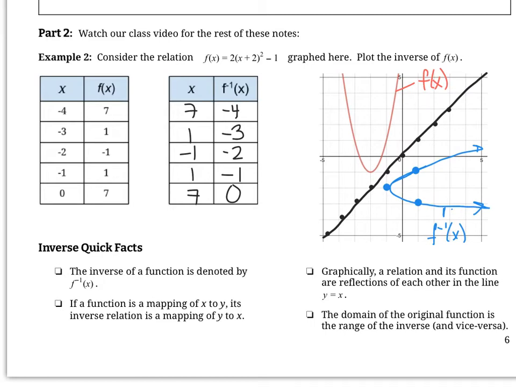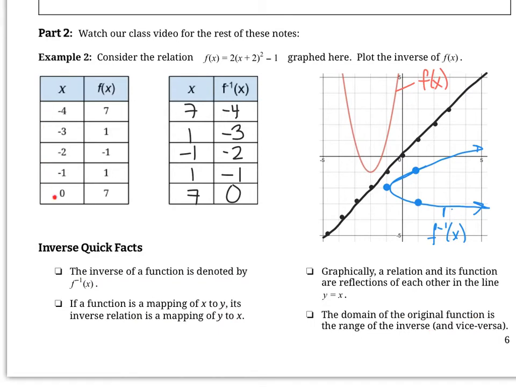Let's go over what we know so far about inverses. First, the inverse of a function is denoted by f^-1 of x. This is not a power, an exponent. This just means inverse of f at x. A function is a mapping. If a function is a mapping of x to y, its inverse would be a mapping of y to x, which we found here. Here's x to y, so the inverse would be y to x. Graphically, a function and its inverse are reflections of each other in the line y equals x. And finally, the domain of the original function is the range of the inverse and vice versa.